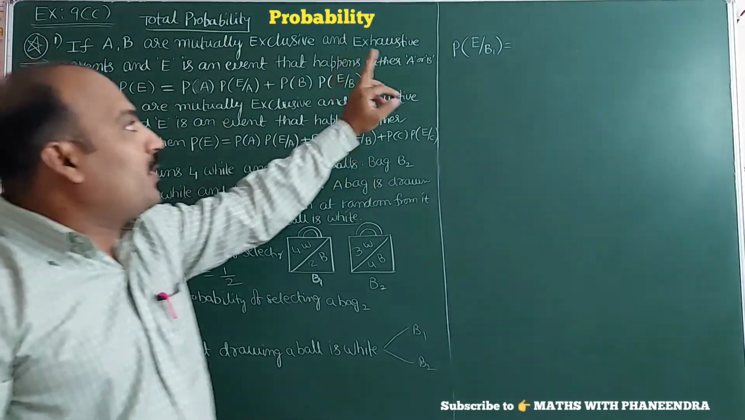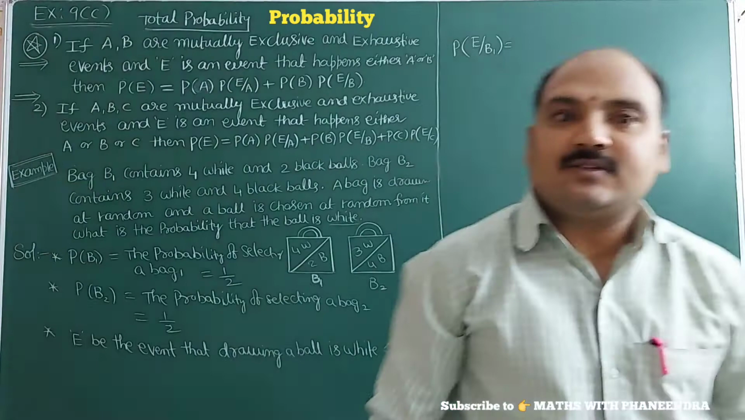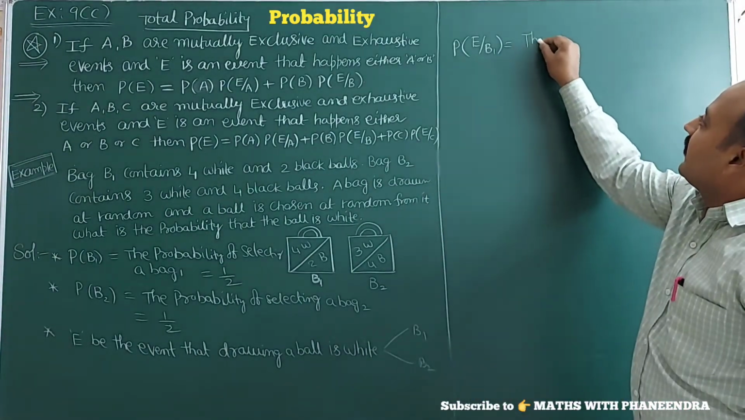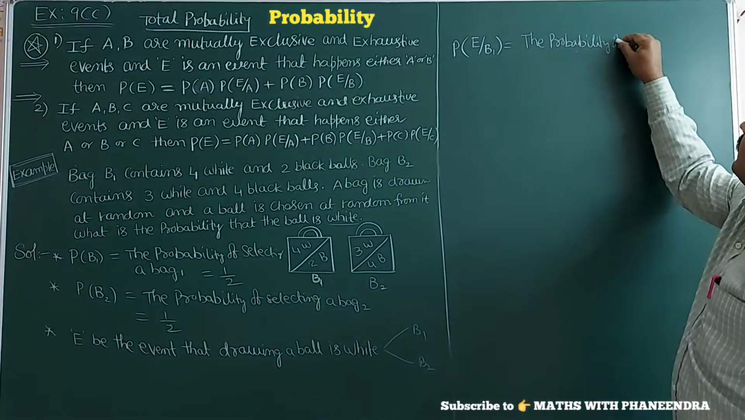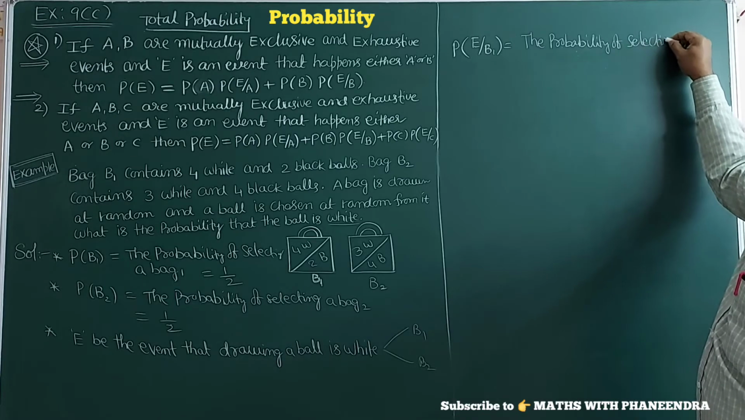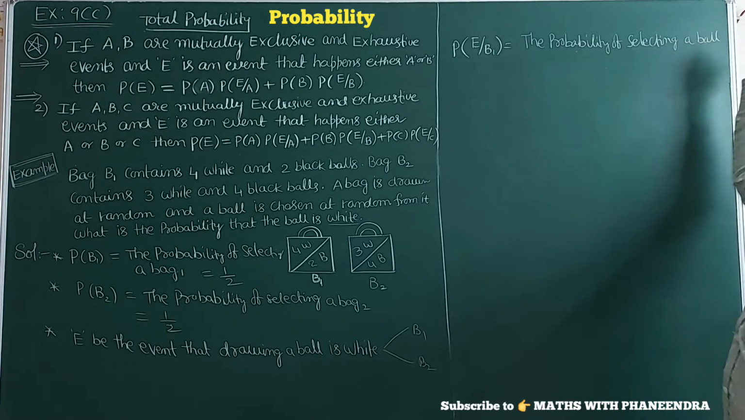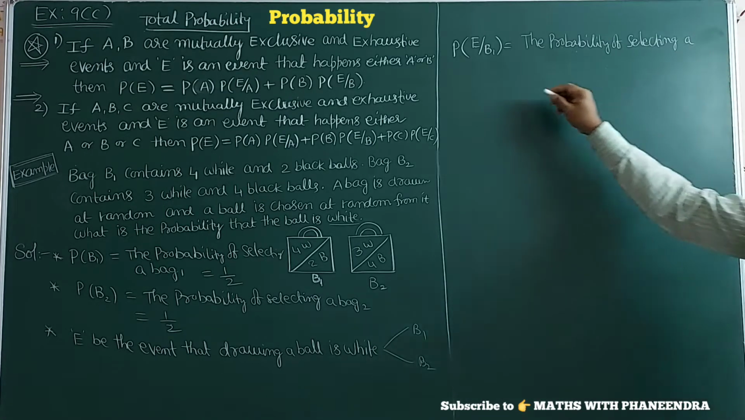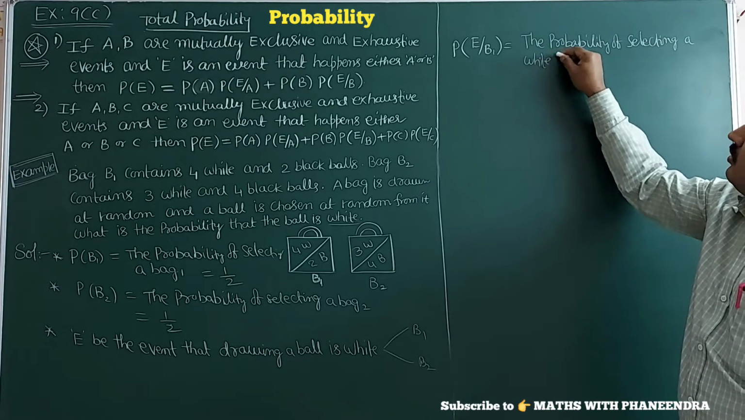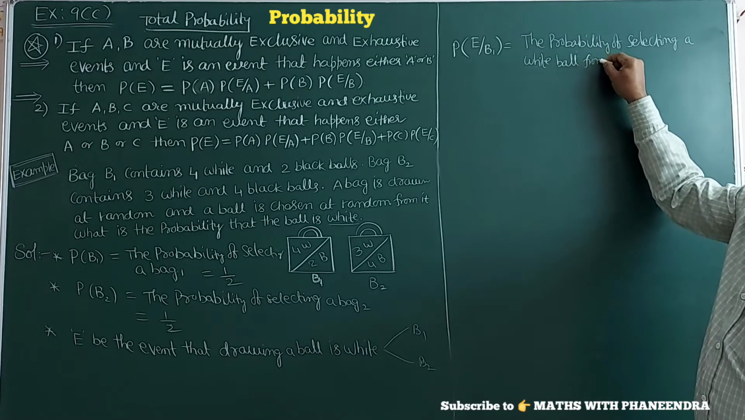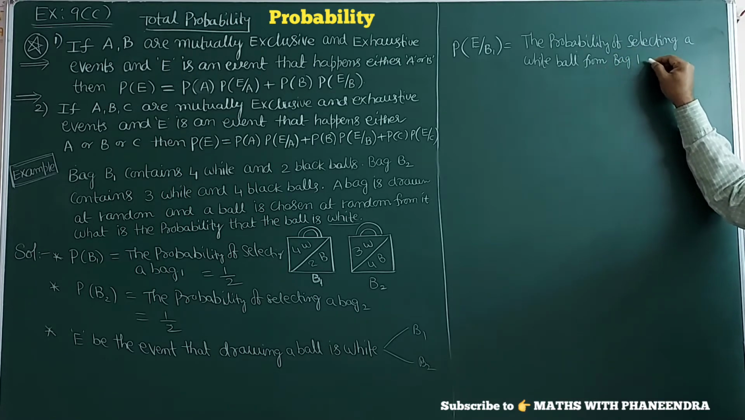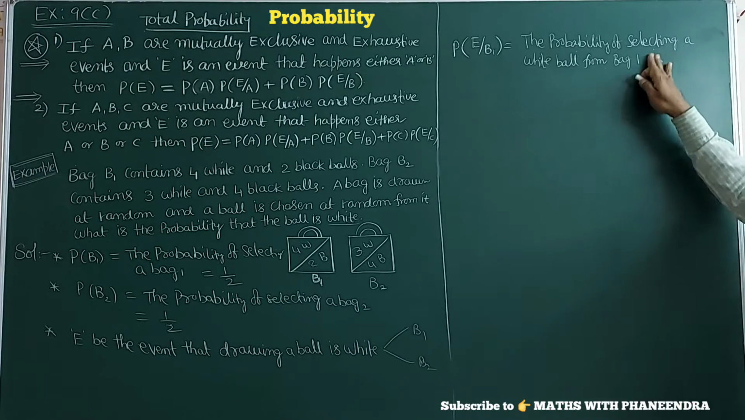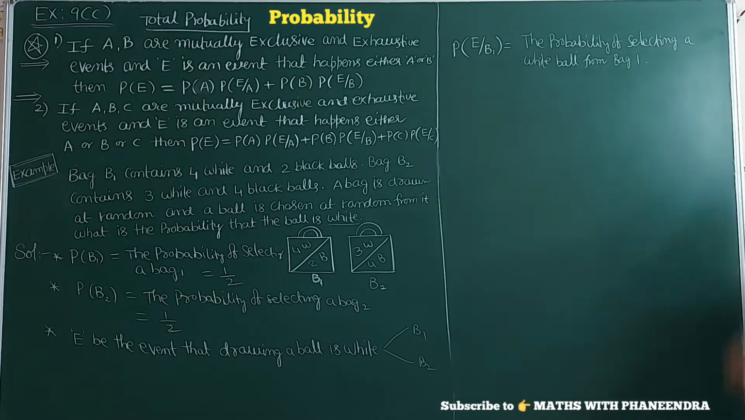First bag. So P of E by B1 is the probability of selecting a bag, selecting a ball, particularly selecting a white ball from bag 1. Is the probability of selecting a white ball from bag 1.